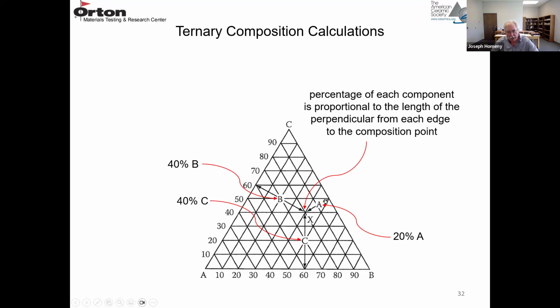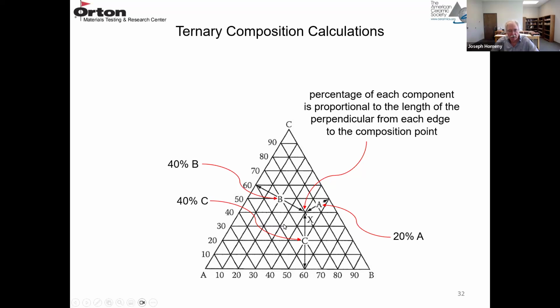So opposite A is 20% A. Each one of these lines represents 10%. A simple way is looking at A. This is 0% A along this side, and you move in this direction, you end up with 100% A. So each of these is 10% increments going from 0 to 100. So this is simply 20% A.